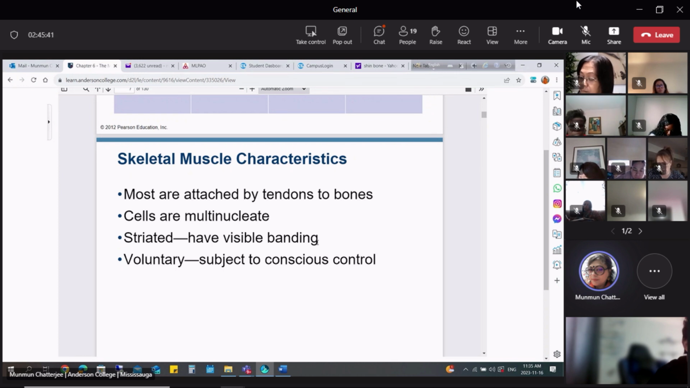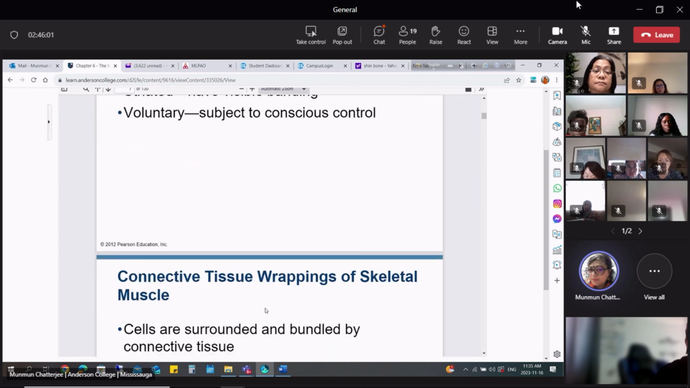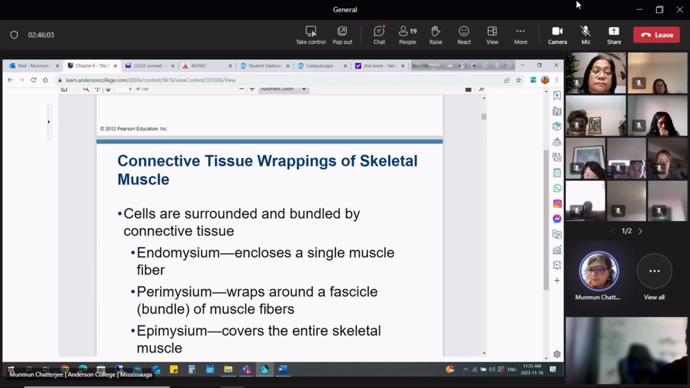In general, the cells are multinucleated, striated, and have visible banding. This is the skeletal muscle. It attaches by tendons to bone. As I told before, it's multinucleated, it's striated, that means visible banding is there, and it's voluntary. That means whenever you need or you are using it, it is doing that.